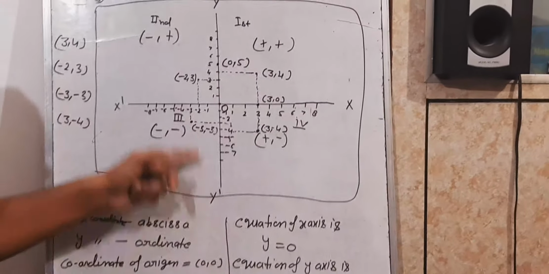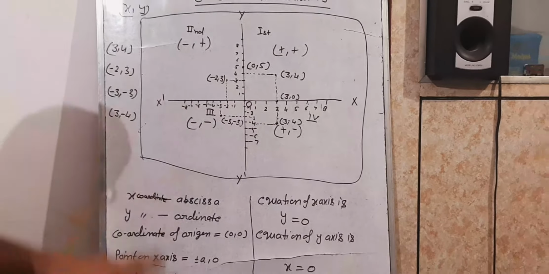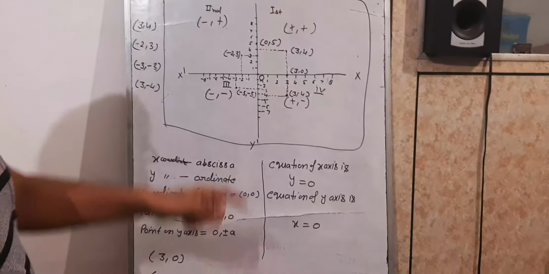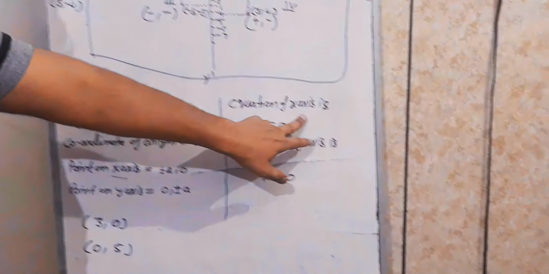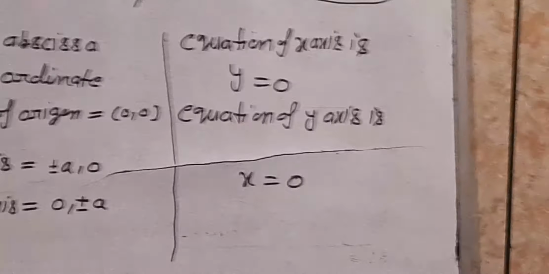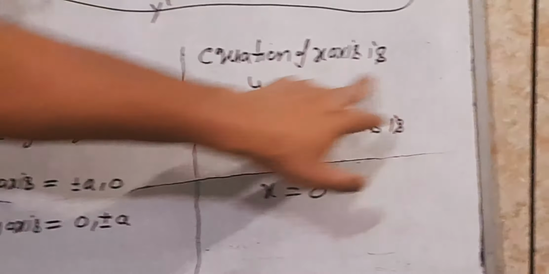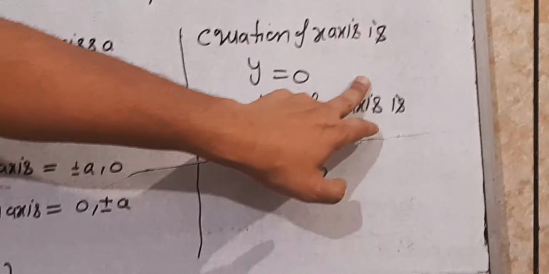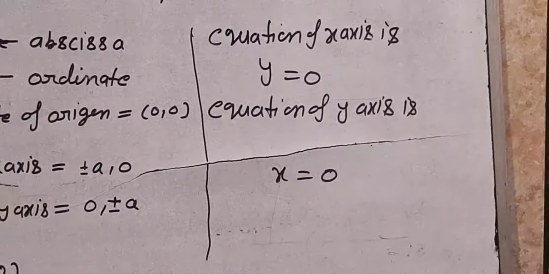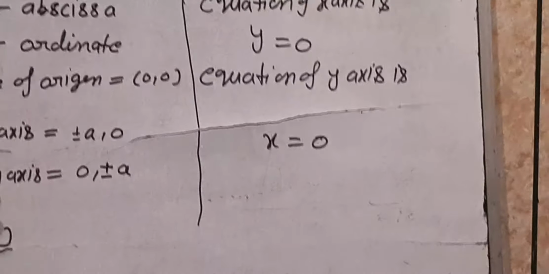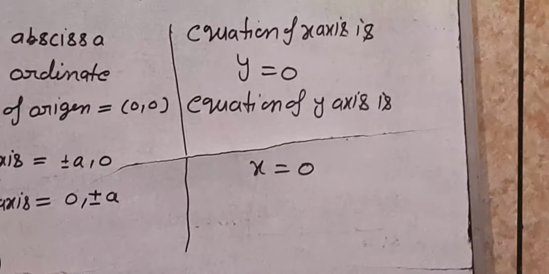Now this is the equation of the x-axis. What did you see just now? On the x-axis, y is always 0. Then the equation of the x-axis is y equal to 0. On the y-axis, x is always 0. Then the equation of the y-axis is x equal to 0.